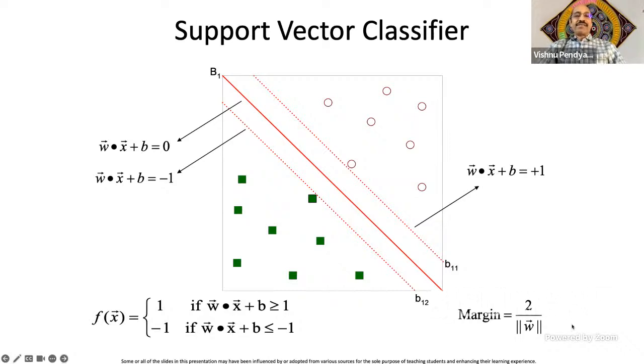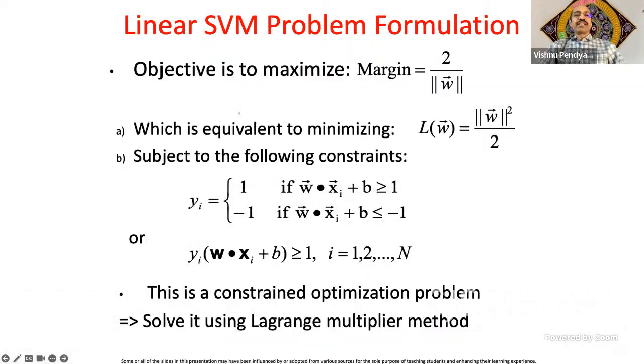So we have an optimization problem. We need to maximize this margin, and these are the constraints. The objective is to maximize the margin, which is equivalent to minimizing the reciprocal, right? Maximizing 1 by x is the same as minimizing x, right? So that's what is happening here.